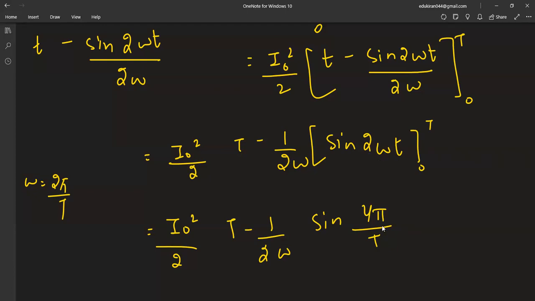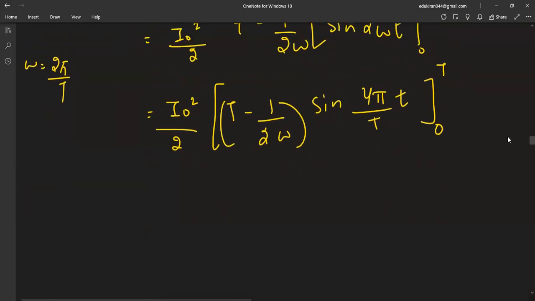2 into 2 pi by T becomes 4 pi by T into T. All this entire value is from 0 to capital T, right? From 0 to capital T. Now, once this is obtained, when you substitute in the limits, I naught square by 2, this is T, 1 by 2 omega.